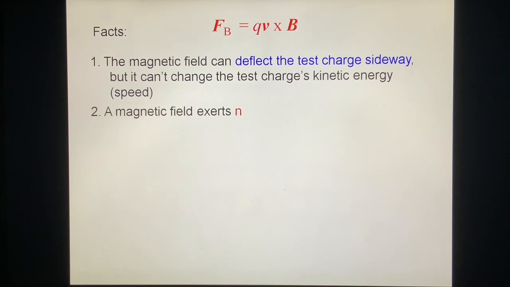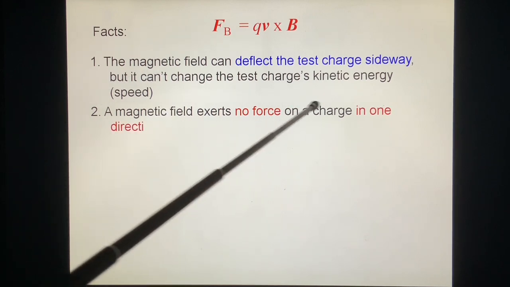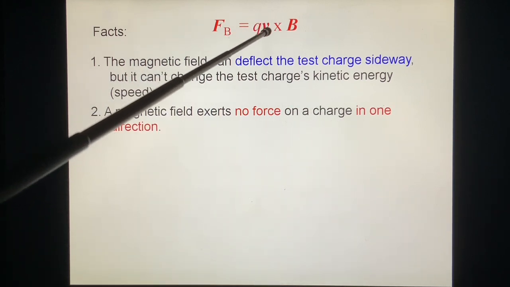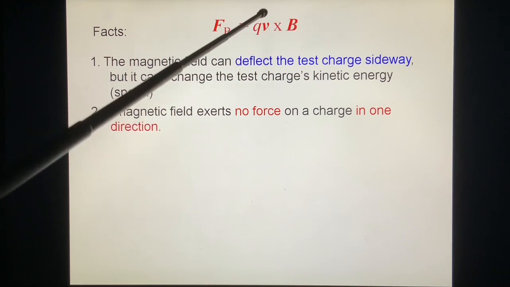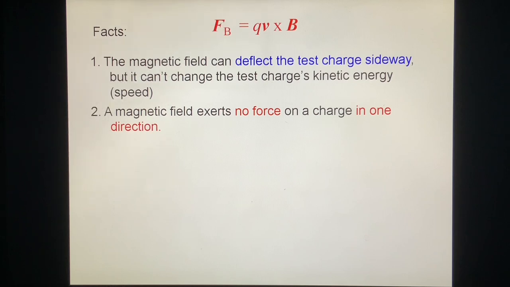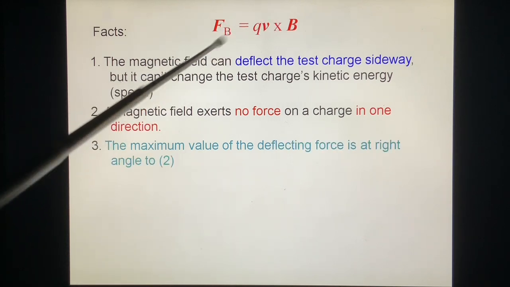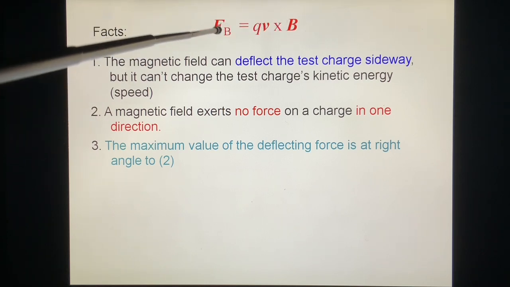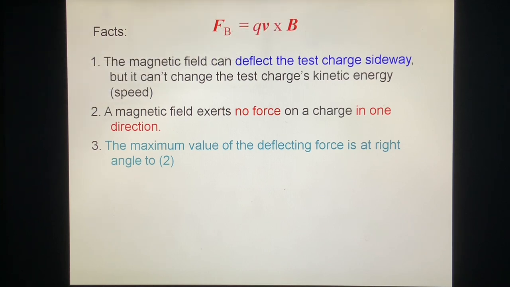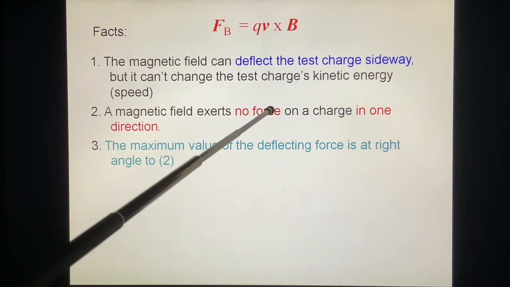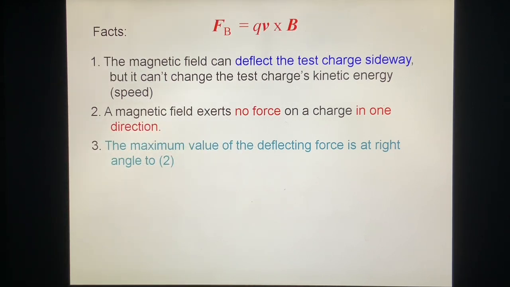Fact two, a magnetic field exerts no force on the charge in one direction. Now, if v is parallel to B, v cross B equals zero. In this direction, the B direction, there is no F, only one direction. Fact three, the maximum value of the deflection force is at right angle to this one. When it's parallel, you get zero. When it's perpendicular, it's maximum, because vB sine theta. Theta is 90 degrees, perpendicular, F is maximum.